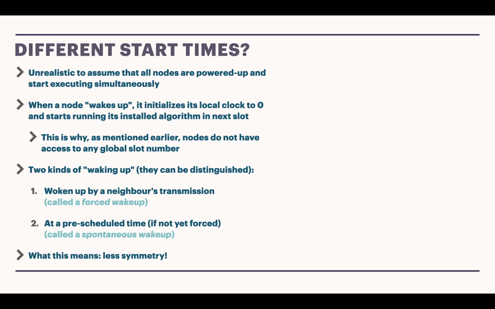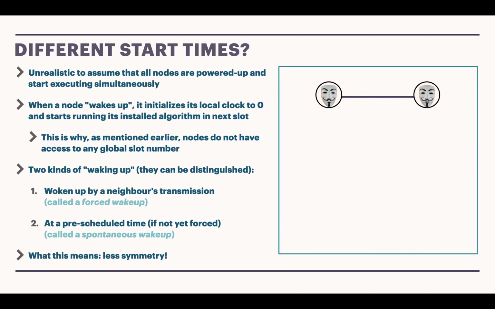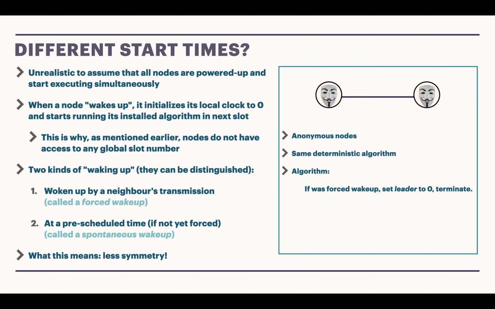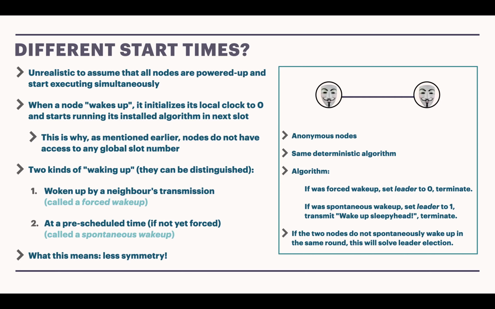And so what this means now is that our networks are going to have a lot less symmetry. Let's go back and consider this two-node network right here. Once again, these are anonymous. They're running the same deterministic algorithm, and they're going to run the following algorithm. If I'm a node and I woke up via a forced wake up, I'm going to set my leader variable to 0, and then I'm going to terminate. If I wake up spontaneously, at my pre-scheduled time, I'm going to set my leader variable to 1, and I'm going to transmit some message. It doesn't matter what it is, and then I'm going to terminate after that. If these two nodes don't wake up at the exact same time, this algorithm will solve leader election. One of them will output 1 and the other will output 0.